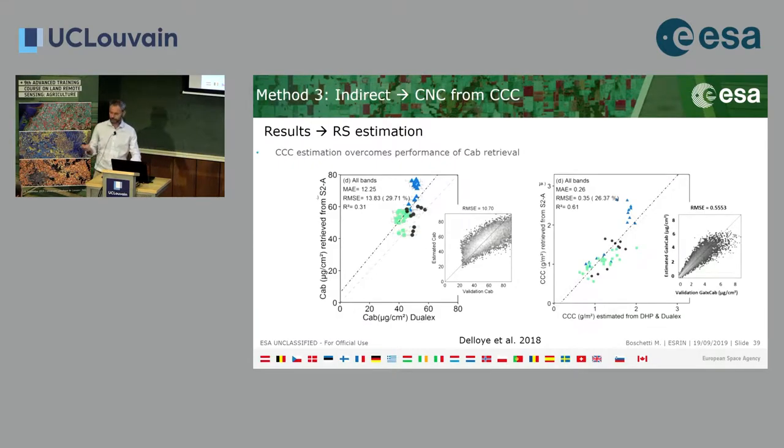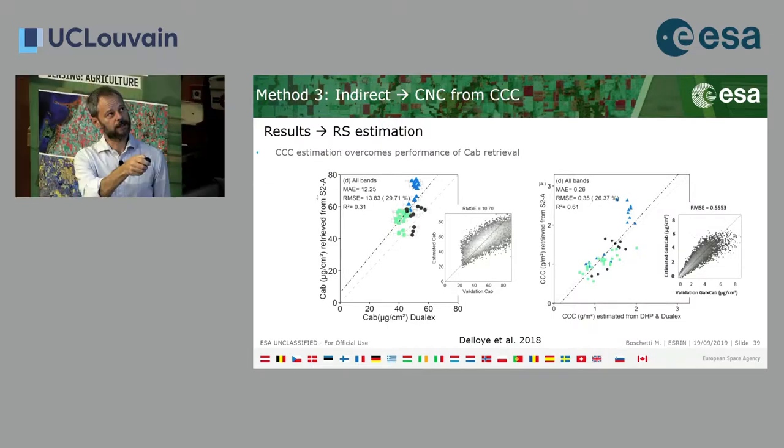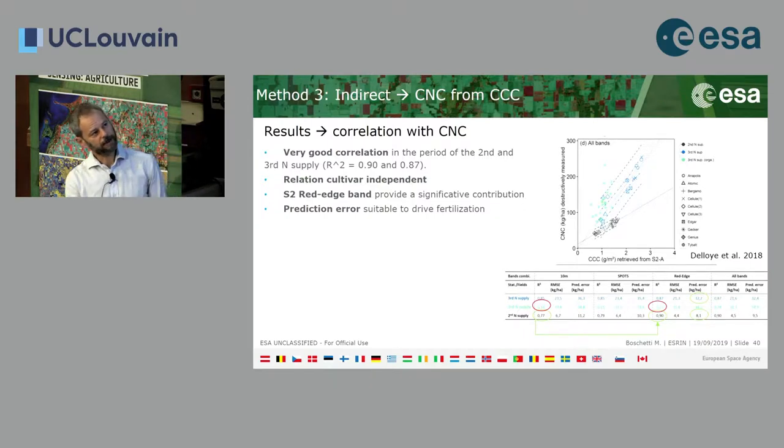So the colleagues here in Louvain used the model of Marie Weiss. They estimate chlorophyll content from the field and from the images. And you see that the performance is okay, but not the best. When you pass to canopy chlorophyll content, the relation is much better. So this is the indicator they used, okay? And they related this indicator directly to the content of nitrogen in the plants.